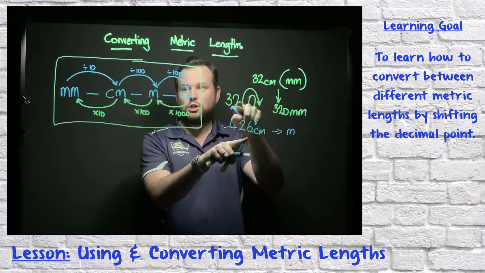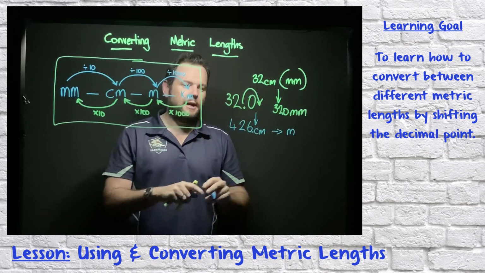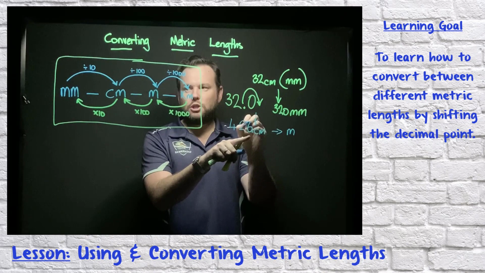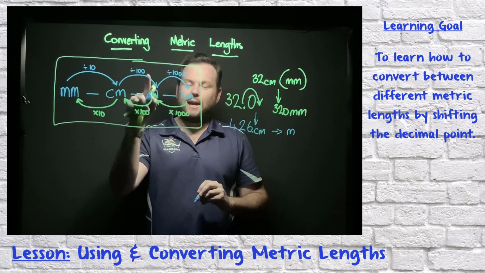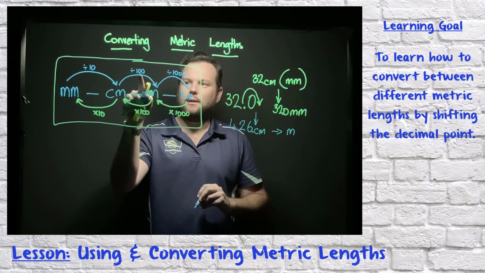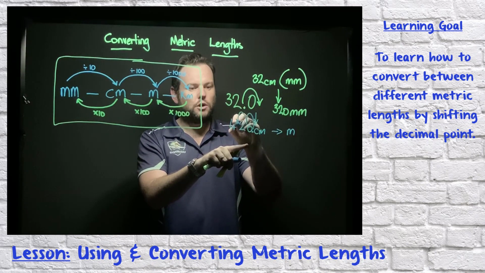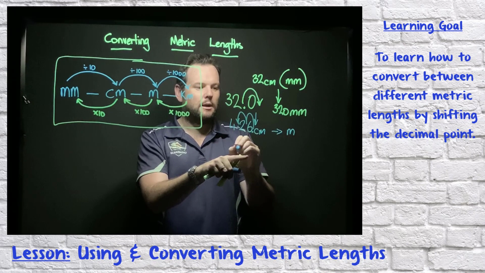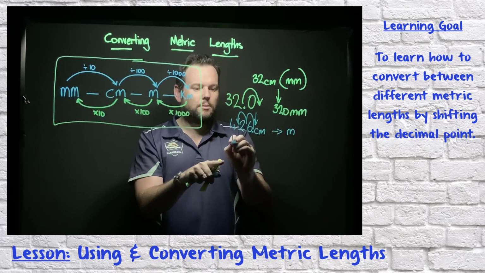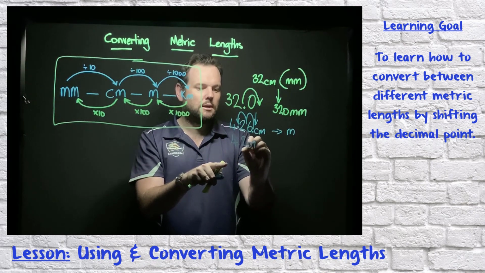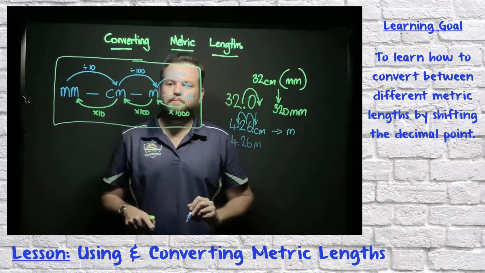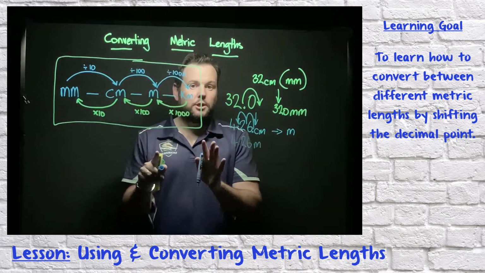With division, we've got to shift it to the left, okay? So here, I'm going to shift this to the left by however many zeros there are, and there's 1, 2 zeros. So I'm going to shift it 1, 2 times, and it's going to end up here. So that means that my answer is going to be 4.26 meters, okay? So it is pretty straightforward.